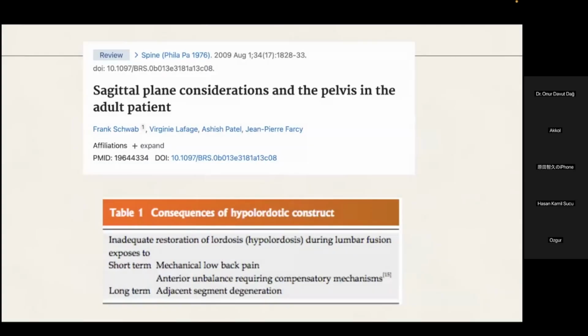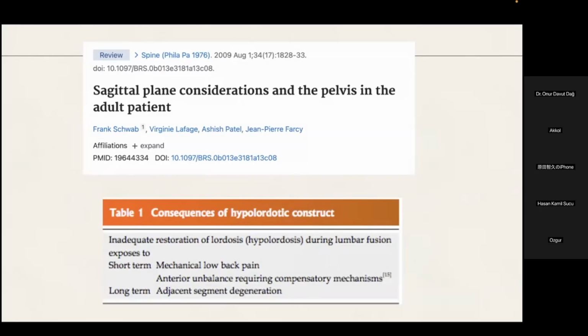And if you don't achieve it, there is the consequence of a hyperlordotic construct and adjacent segment degeneration, which is much more feared in spine surgery, because whatever amount of fusion you do, you are going to have some amount of adjacent segment disease, which you cannot deny.